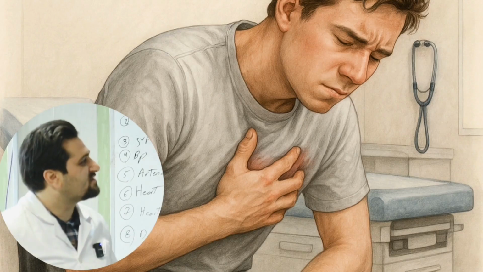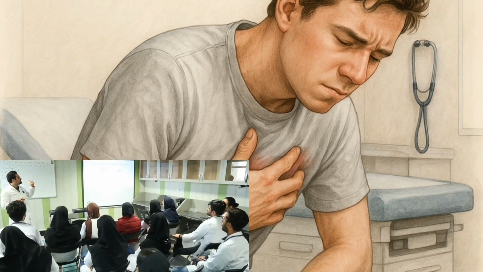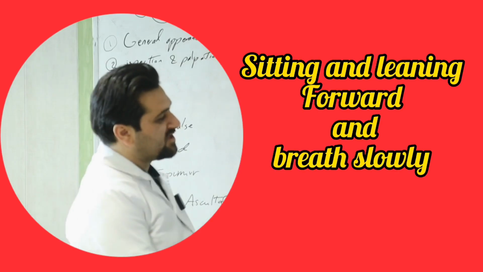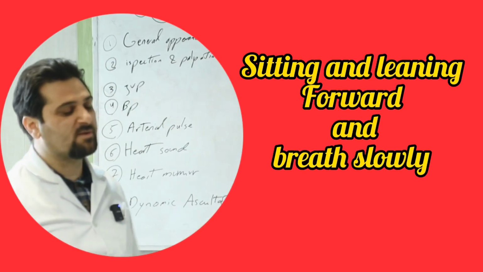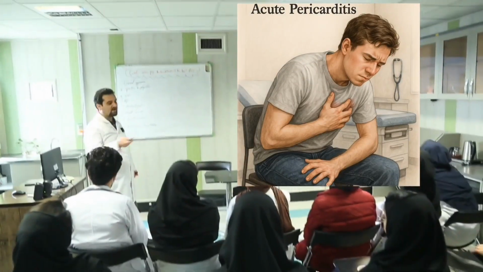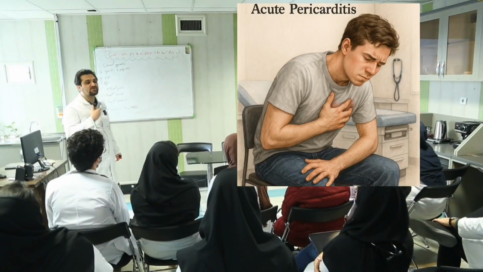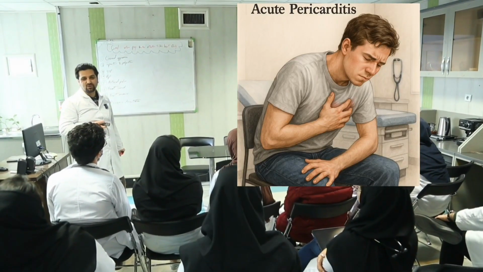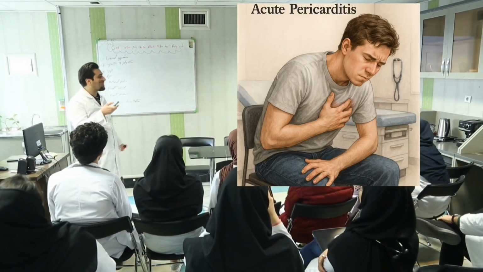Doctor, what is this condition? Sitting and leaning forward. Bracing slowly. If a patient comes in like this, what kind of heart disease do you think they might have? It's acute pericarditis. Why do children with acute pericarditis adopt this posture and position? To reduce their pain, to lessen their pain.